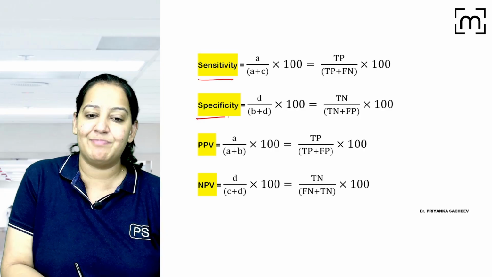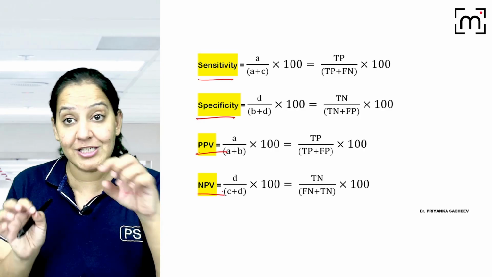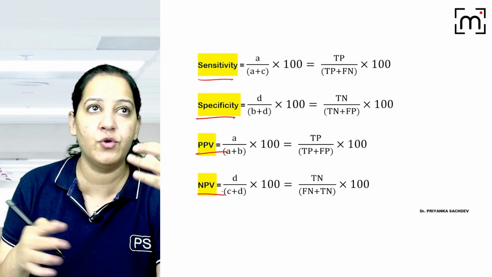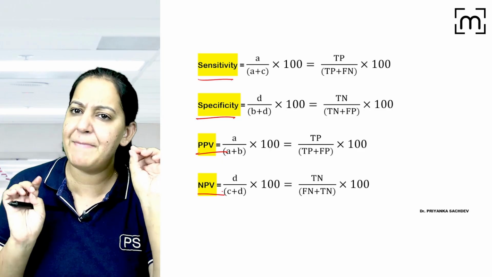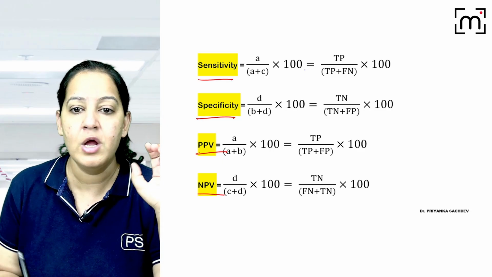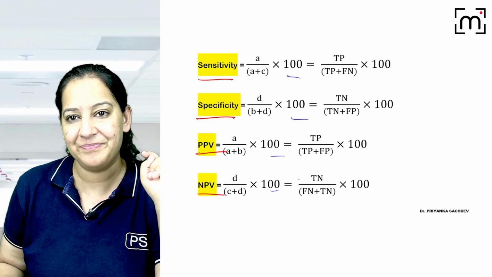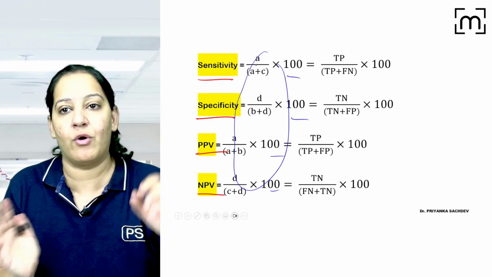So sensitivity, specificity, positive predictive value, negative predictive value. If you learn the formula, on the spot you can also make the definition. If you try to learn the definition now, you will get confused in the exam. So learn the formula. I told you how to learn that also. Into 100 is always there in all of them. So learn these formula in terms of ABCD and learn what is ABCD.